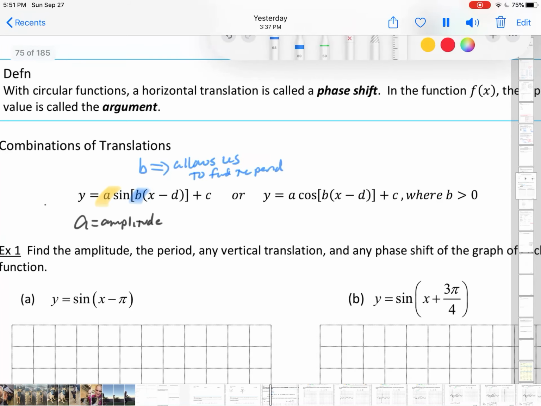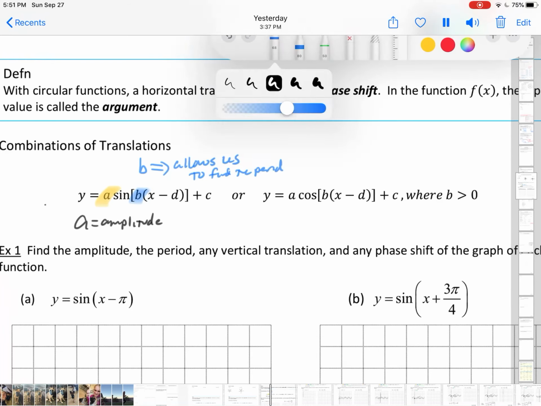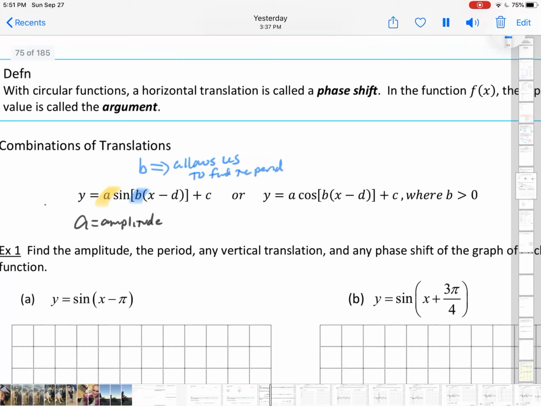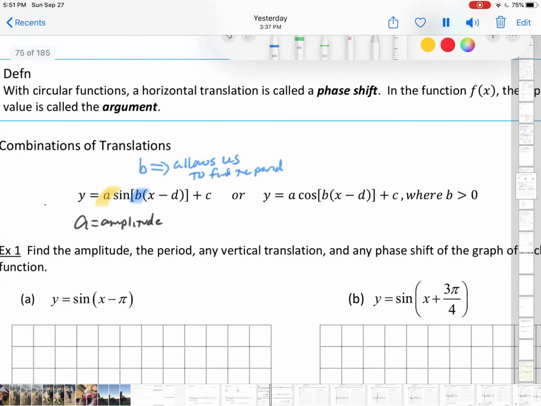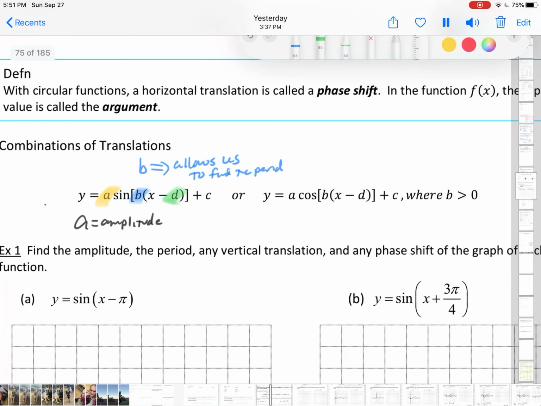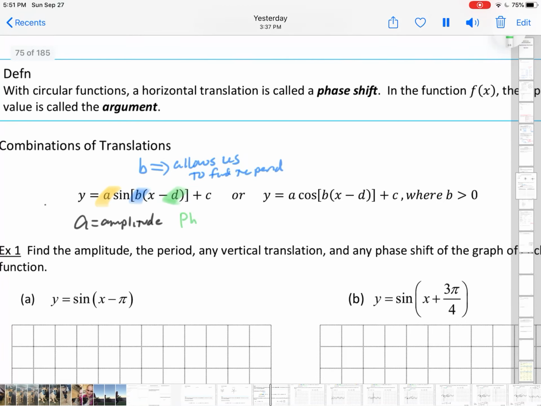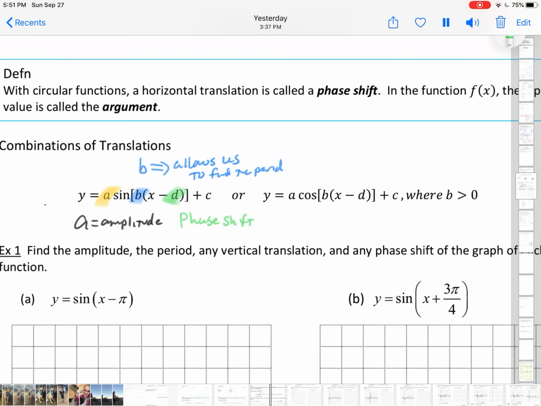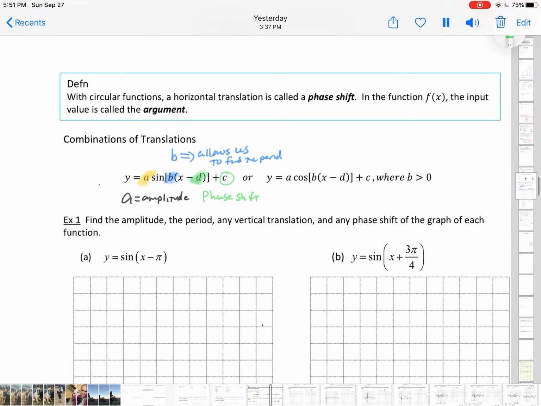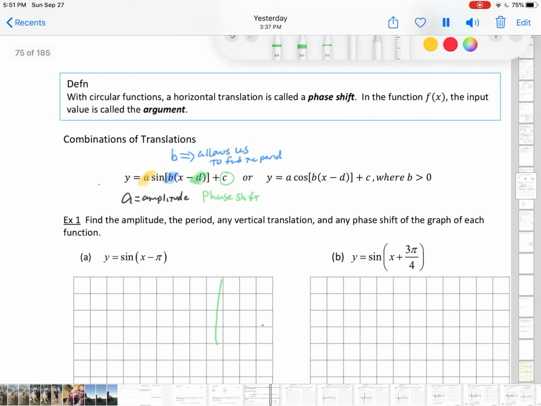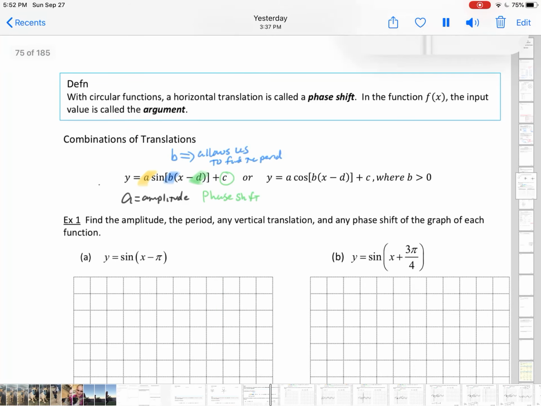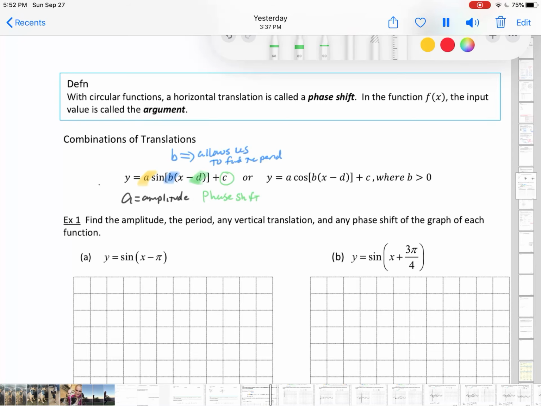D is something new to us. Let me come over here, apologize, and get D. D is the phase shift. Right? We're going to shift left and right, and we know what C is, right? C is the up-down type of thing. So let's practice with something that we haven't done yet, and that is the phase shift. So my recommendation is make it easy on yourself. What do I mean by making it easy on yourself?